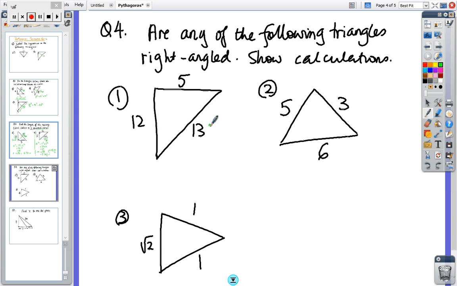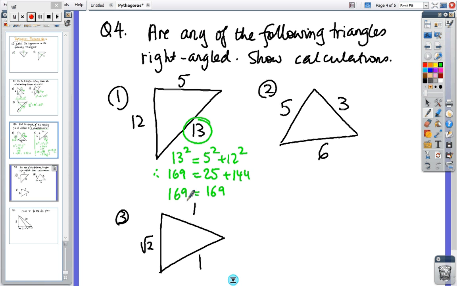Okay, so that's the longest number, the biggest number. If it was going to be the hypotenuse, that would go first. So 13 squared would have to be the longest side because the other two sides are shorter. So we've got 5 squared plus 12 squared. On your calculator, 13 squared is 169, 5 squared is 25 and 12 squared is 144. When you add those together, you get 169 equals 169. So yes, this one is a right angle triangle because you've got equal sides.